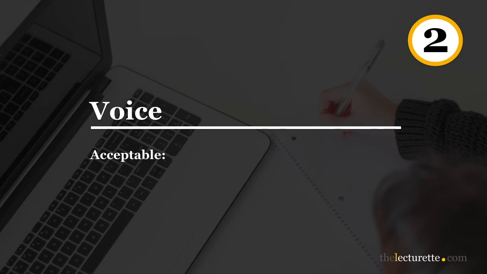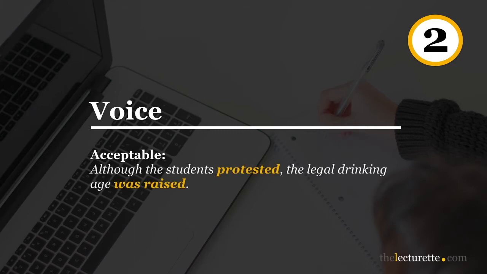There are instances where a shift in voice from active to passive within a sentence may be necessary, however, like here. Although the students protested, the legal drinking age was raised. In this case, the shift from active, protested, to passive, was raised, keeps the focus on the students and the fact that they protested. Saying who raised the drinking age, for example the government, in an active sentence would change the emphasis of the sentence here.